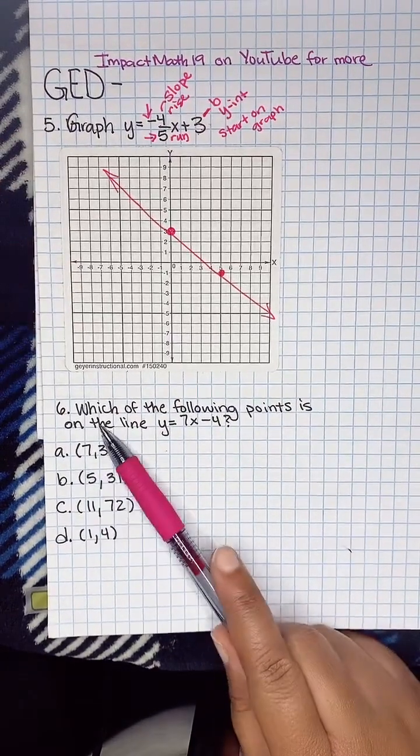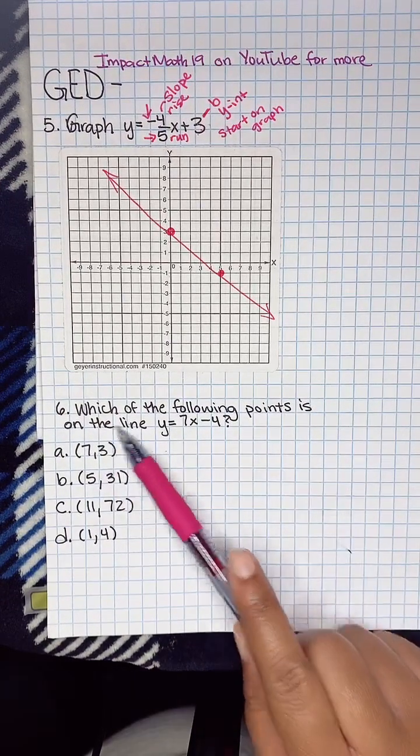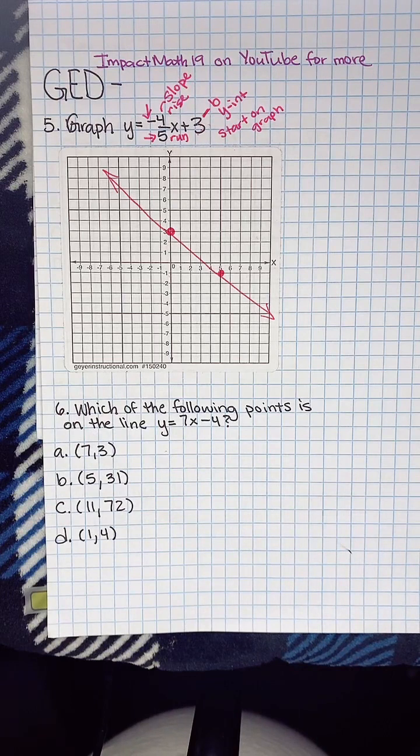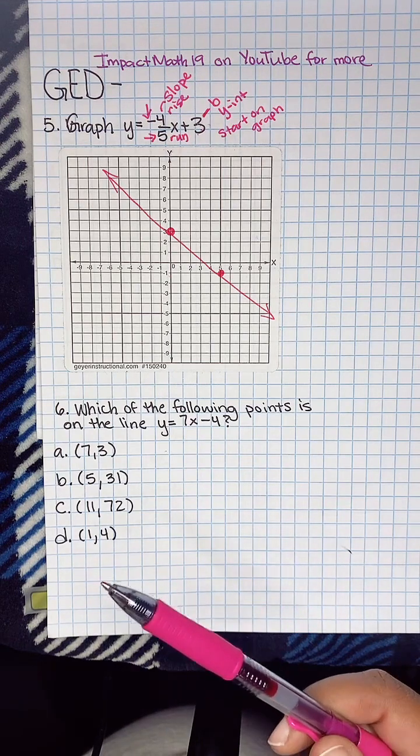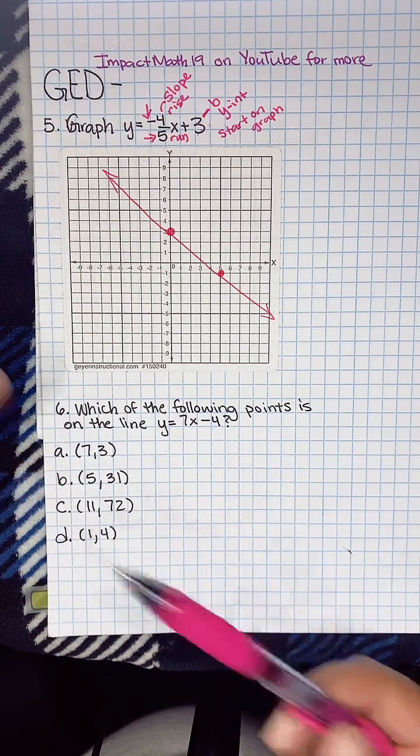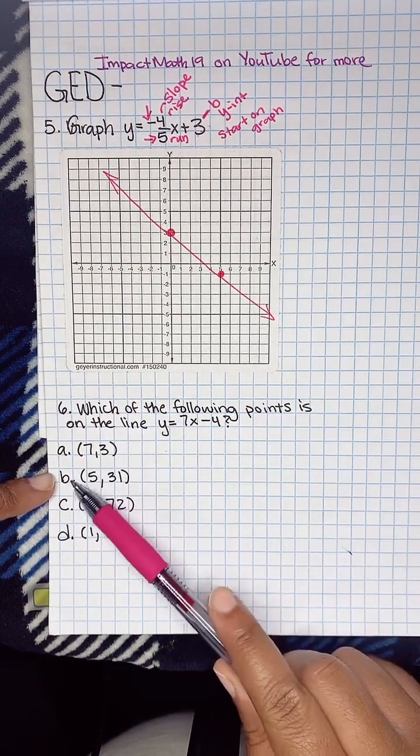All right, so let's look. For this one, which of the following points is on the line? I'm trying to think of what's the best way to do this. To be honest, what my brain is telling me to do is guess a point and then plug in. What do I mean by that? If I was to guess, I would try maybe B. I'm going to just try B, okay? I'm going to start there.